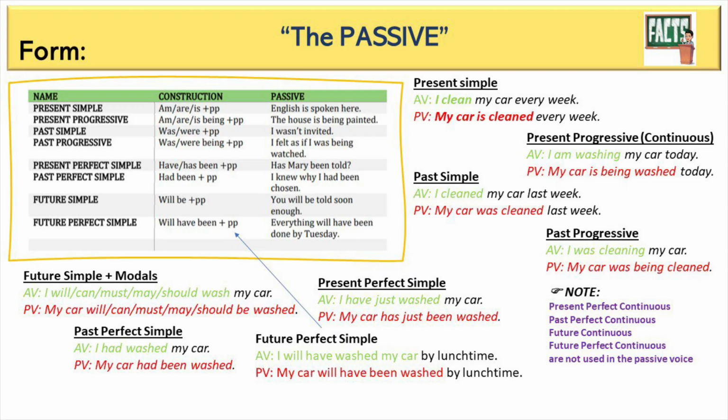Next one is the future perfect simple. I will have washed my car by lunchtime. And in the passive version, it will be my car will have been washed by lunchtime. So future perfect simple is will plus have plus been plus past participle. As you can see, we do not use present perfect continuous, past perfect continuous, and future perfect continuous. These tenses are not usually used in the passive voice.